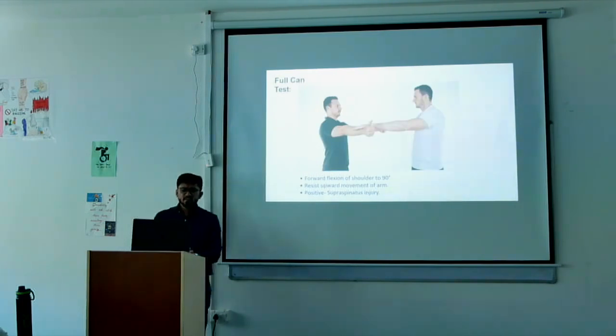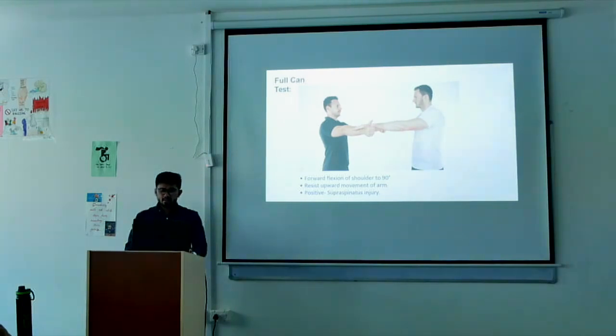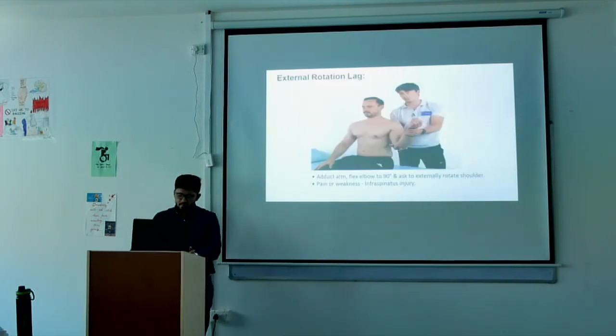The second one is the full can test. In this, we ask the patient to forward flex the shoulder in the scapular plane. As you can see in the diagram, there is no internal rotation, so basically the impingement movement is still allowed in this. We ask the patient to do the upward motion and we try to resist it. If there is any pain or weakness, then there is supraspinatus injury.